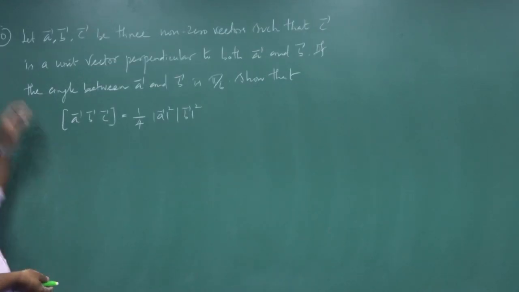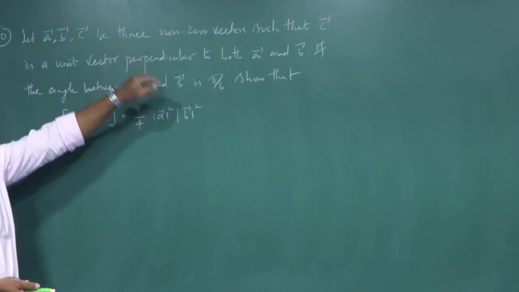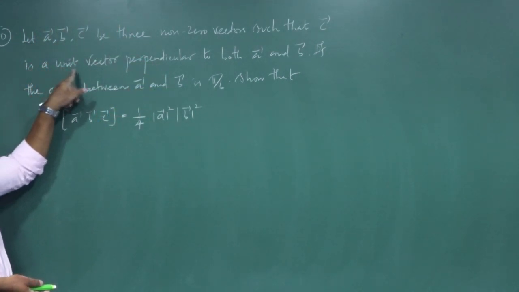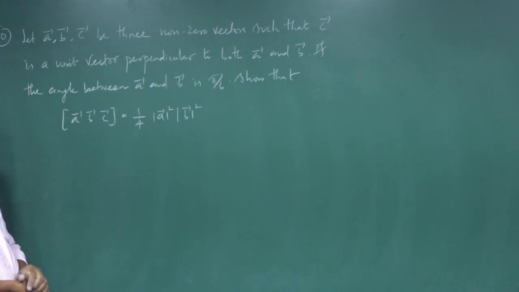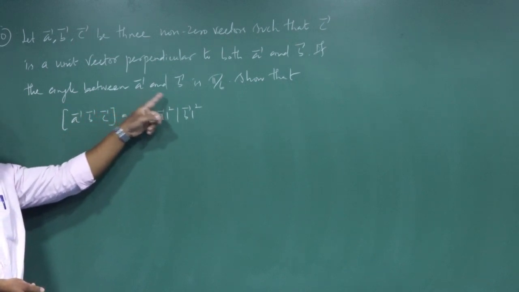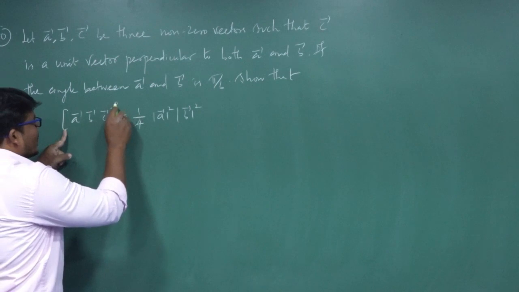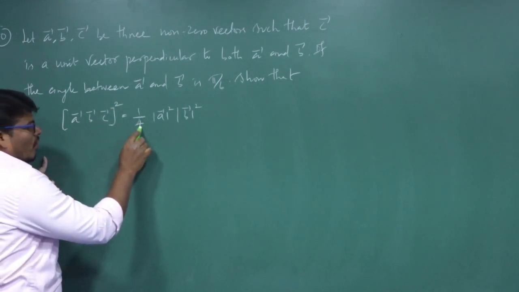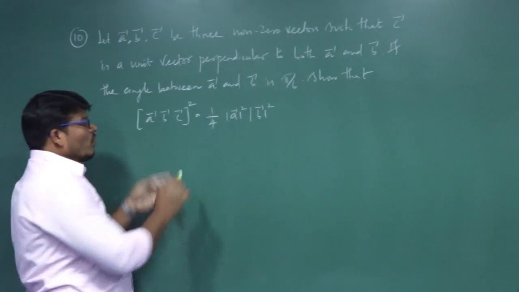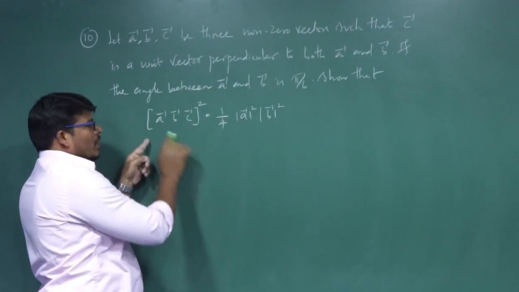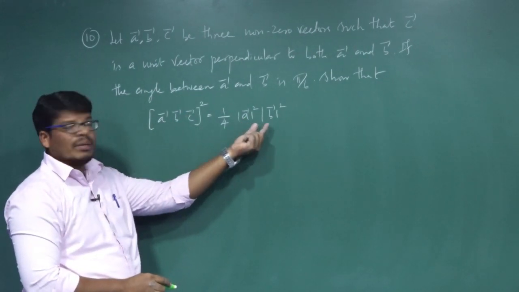Next problem, question number 10. Let a vector, b vector, c vector be three non-zero vectors such that c vector is a unit vector perpendicular to both a vector and b vector. If the angle between a and b vector is 5π by 6, show that the box product of a vector, b vector, c vector whole square equals 1 by 4 modulus of a vector square modulus of b vector square. We have to prove the result.